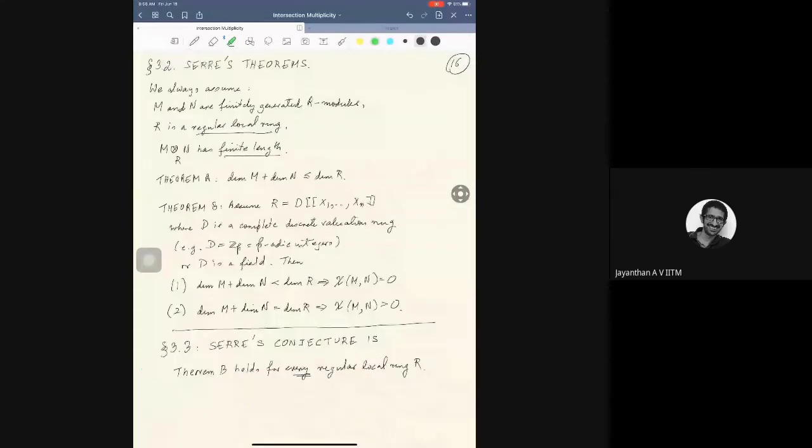So as I said, we are in the 60s. And so what were Serre's theorems? In the geometric situation, we know exactly what's happening. So his assumptions are, as on the previous page, a regular local ring. You have two finitely generated modules M and N, and M tensor N is finite length.